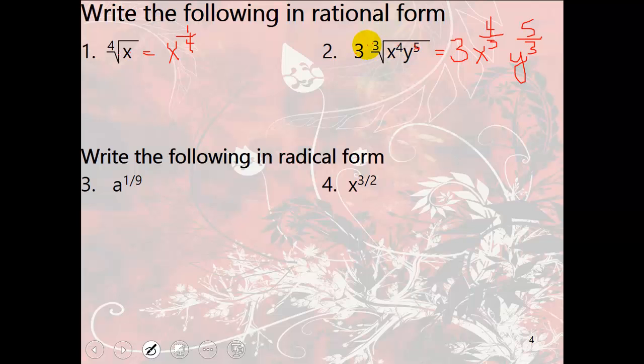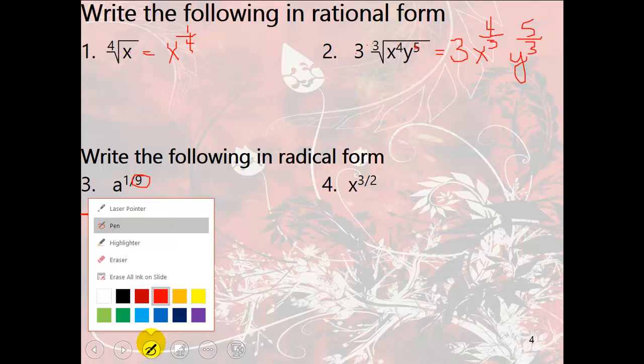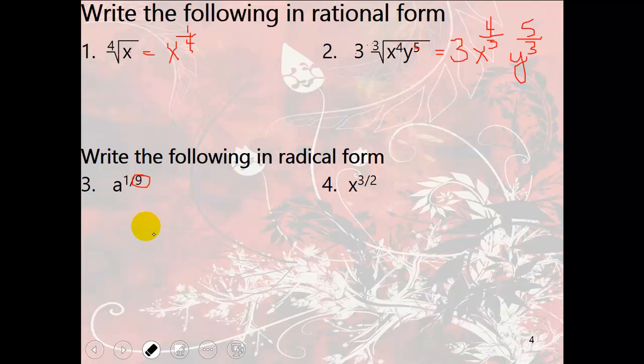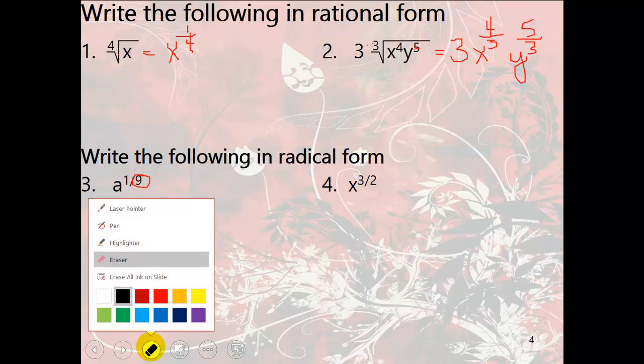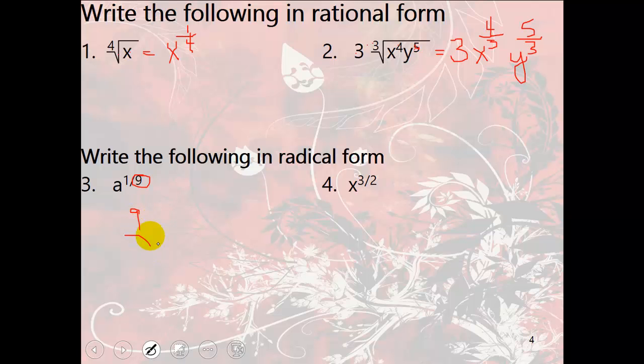Going the other way, this 9 in my denominator, that's my index, so I get the ninth root of a to the first. You don't have to have the 1 there, just letting you know where each piece goes. And this one is the square root of x cubed. This is not necessary, so we could just write it as the square root of x cubed.